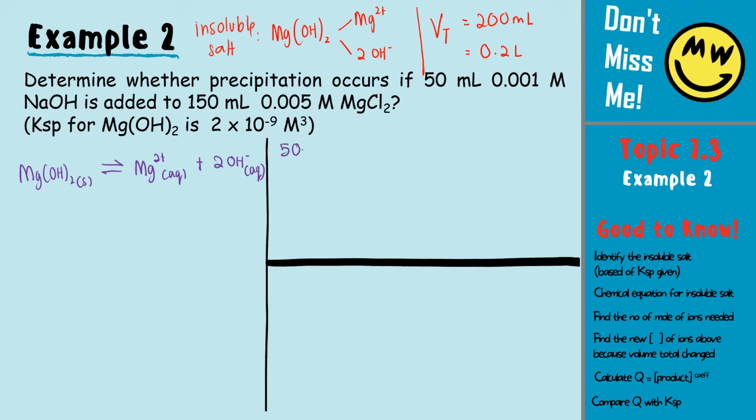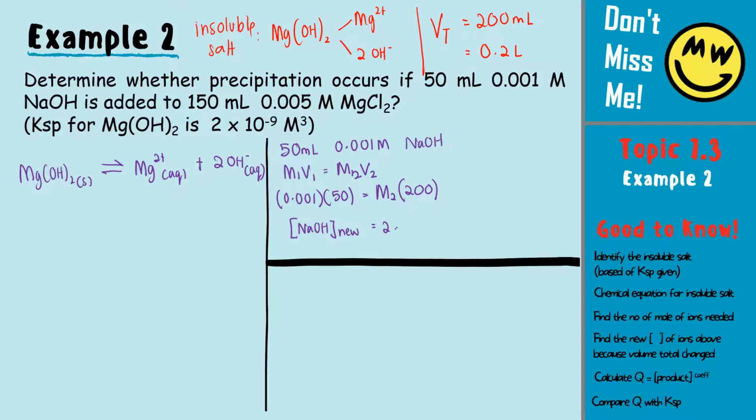So make sure you have the correct data down. You have 50 ml of 0.001 molar of NaOH. Let's say for this one, we are using M1V1. So you will have your M1V1 equals to your M2V2. Your M1 over here, 0.001 molar. Volume is 50 milliliter. Your M2 is the one that we are looking for. The new volume is 200 milliliter. So the new concentration of your NaOH calculated over here is 2.5 times 10 to the power of negative 4.